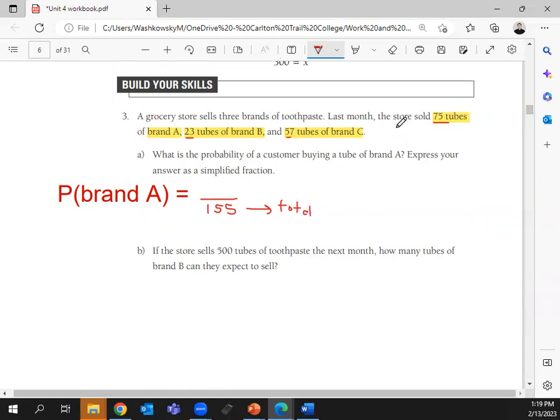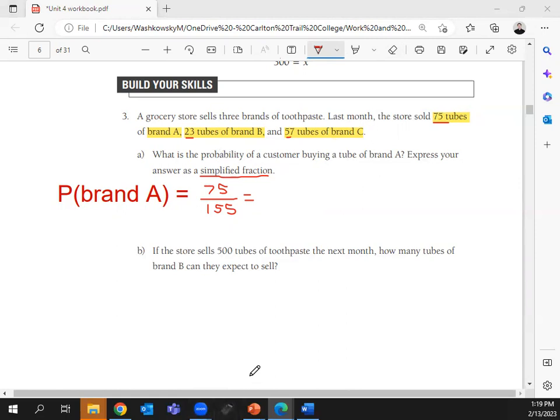I see what you're saying. So I want to get to that actually. Let me just erase that. That's a good question, Kim. So first off, you're right. There's 75 tubes of brand A because that's what we wanted to find, right? Now your question is, do I need to simplify it here? They want you to in this case. They won't always say, but they want you to simplify.